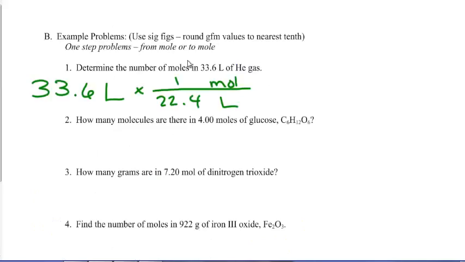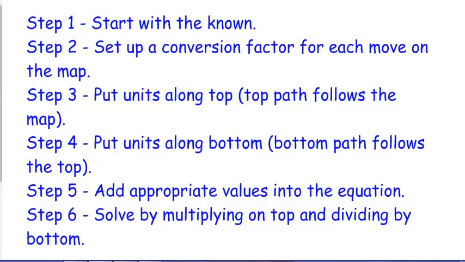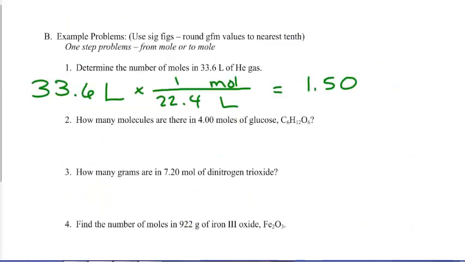So in this particular problem, I'm going to put 1 in front of mole and 22.4 in front of liter. Step 6, when I solve, I will multiply anything on top and divide by anything on bottom. 33.6 divided by 22.4 is 1.50. Notice that I put a 0 there. The reason I did that was to reflect that at the beginning there are 3 significant figures. So I need that 0 there to show a third significant figure.